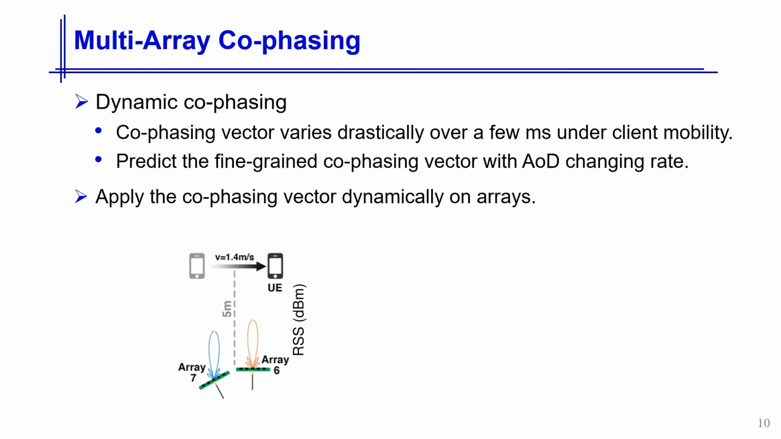Within 2 AOD measurements, dynamic co-phasing predicts the optimal instantaneous co-phasing vector by modeling the relationship between the array steering vector and the UE angular speed. We can then apply the complex conjugate of it to each phase array to cancel out array phase offsets, making the signal coherent.